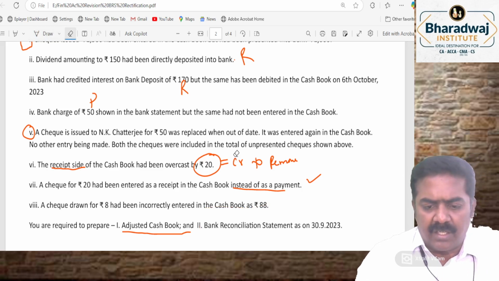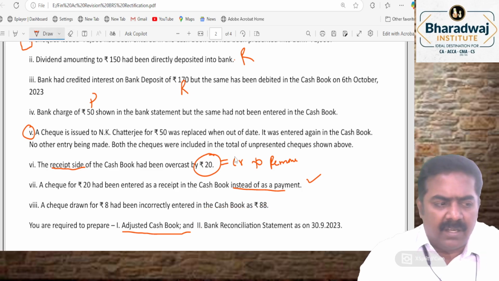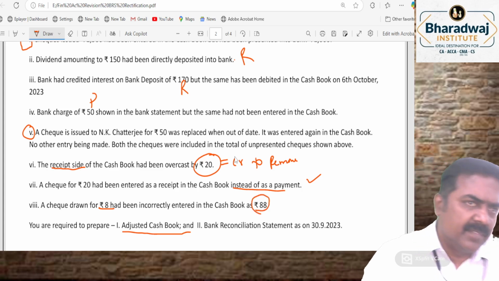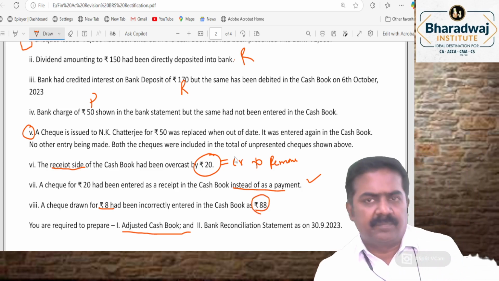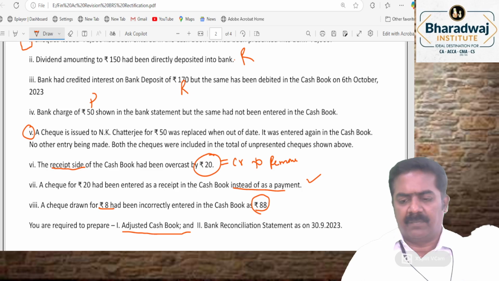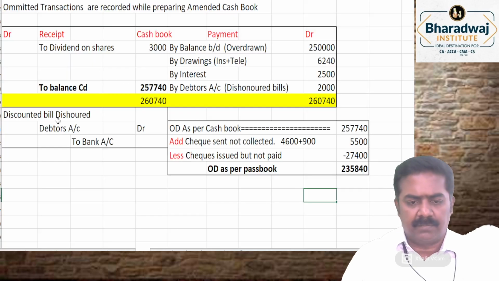A check drawn for 8 has been wrongly recorded as which one? 88. This also we need to rectify. Time lag alone, let us retain it, otherwise we have to rectify. Start.